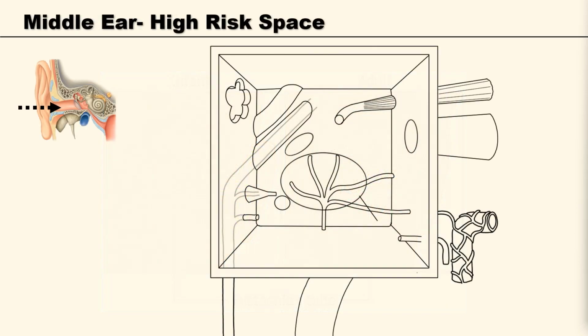So now we are looking at the middle ear in the direction of the arrow at the left of the screen. I have peeled off the tympanic membrane so we can see inside the air-filled cavity. This is considered a high-risk space because we have a lot of structures passing in close proximity, and we know that this structure is going to be susceptible to infection because of the eustachian tube.